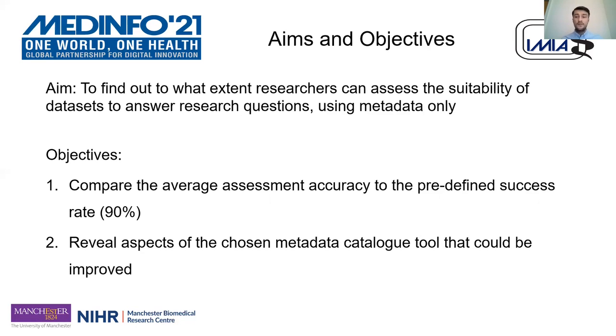The main objective was to compare the average assessment accuracy to the predefined success rate. We chose 90% for this, meaning that 9 out of 10 total assessments made would be correct. This may seem high, but given that the purpose of metadata is to describe the information contained in a dataset, it should be clear in almost all cases whether a dataset is suitable based on the metadata.